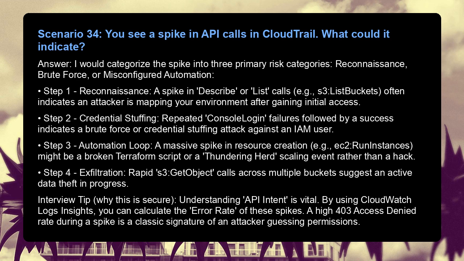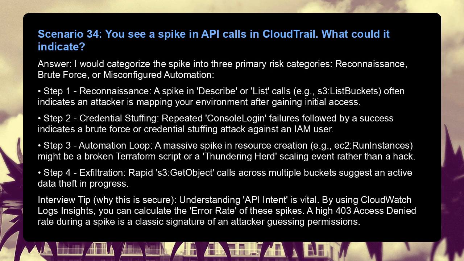Scenario 34. You see a spike in API calls in CloudTrail. What could it indicate? Answer: I would categorize the spike into three primary risk categories: reconnaissance, brute force, or misconfigured automation. Step 1: Reconnaissance. A spike in describe or list calls, for example, s3:ListBuckets, often indicates an attacker is mapping your environment after gaining initial access.